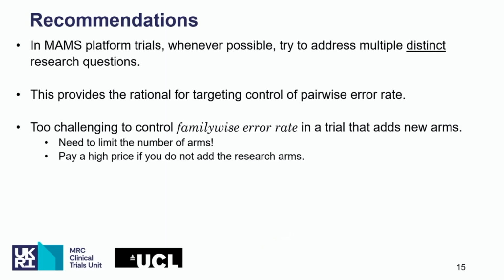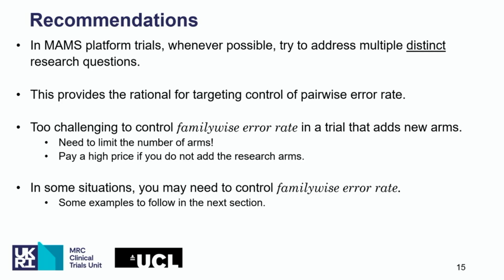Don't just go back to the treatment that you had and try to just, sometimes you need to do that, but you have to think carefully. This provides the rationale for strong control of the pairwise error rate. And it is too challenging to control the family-wise error rate in the case of adding arms. You need to limit the number of arms and also pay a high price. And you don't need to pay that if you choose distinct research questions and interventions.